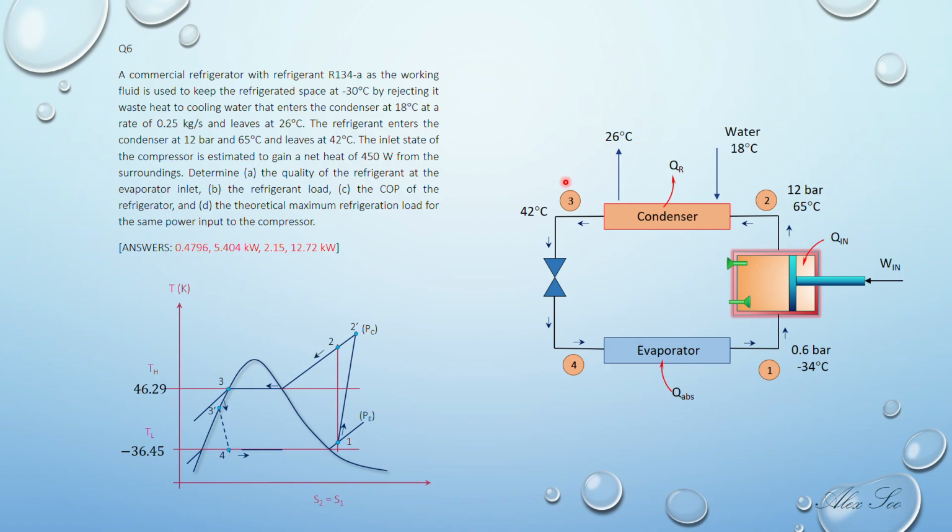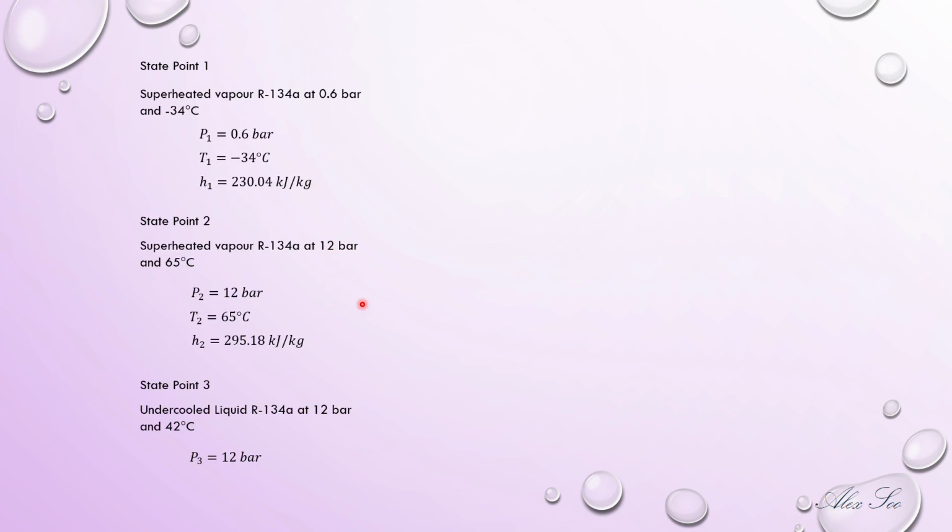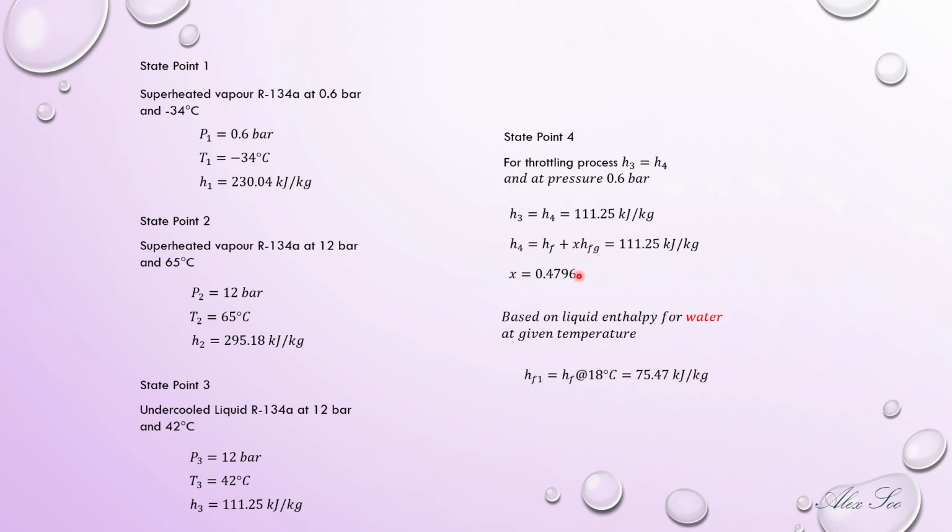So take a look at this diagram here. Inlet refrigerant is 65, outlet is 42. This is 18, this is water. We have already got the enthalpy for water, and then the enthalpy for 12 bar at 42 and 12 bar at 65. So we have found out both the enthalpies as well. Therefore, we can use the enthalpy based on the energy balance.